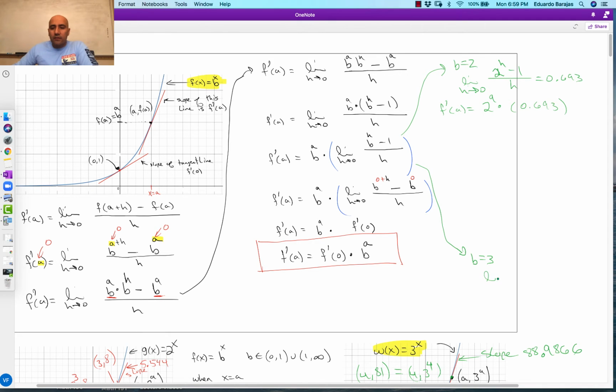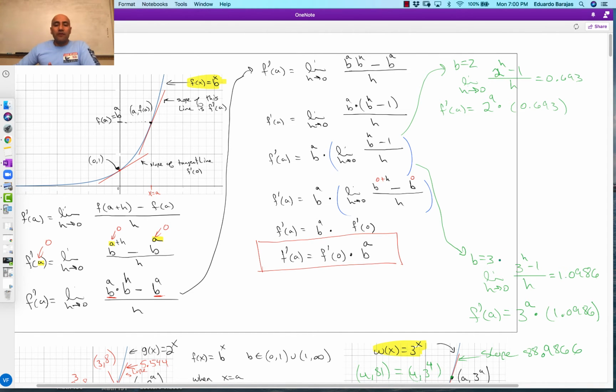then we had that the limit as h goes to 0 of 3 to the h minus 1 all over h was equal to 1.0986. Therefore, the derivative f prime of a in this case would be equal to 3 to the a power times this decimal, 1.0986. Okay, so every time we pick a new value of b, then the slope tangent at 0, this part of it, is going to be some other different constant number.